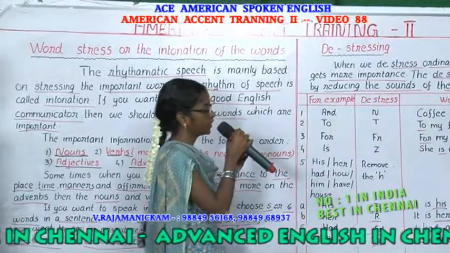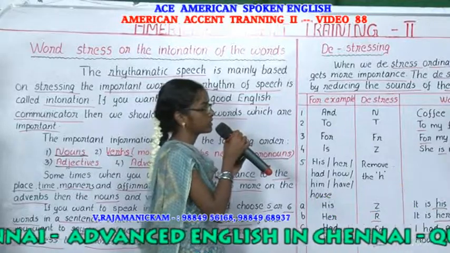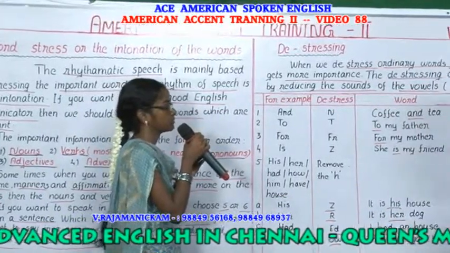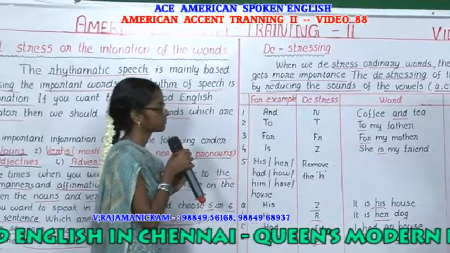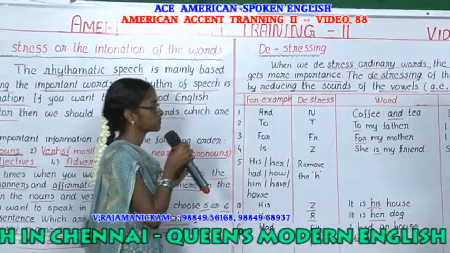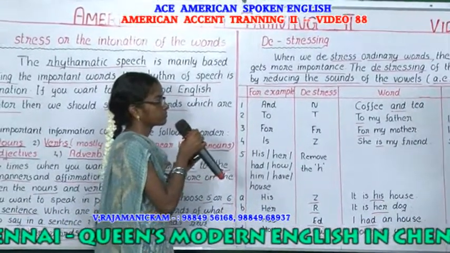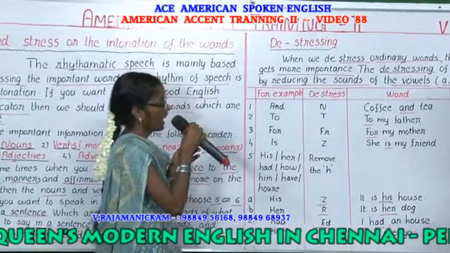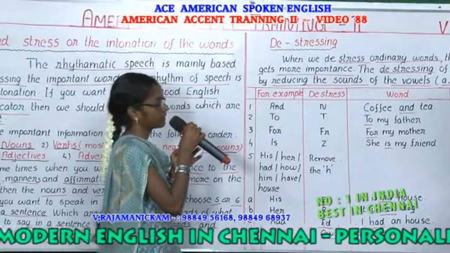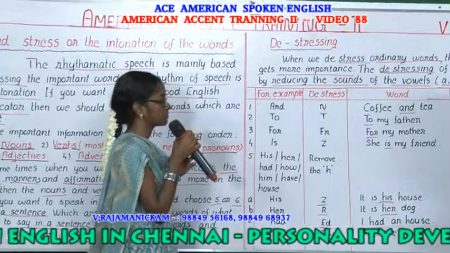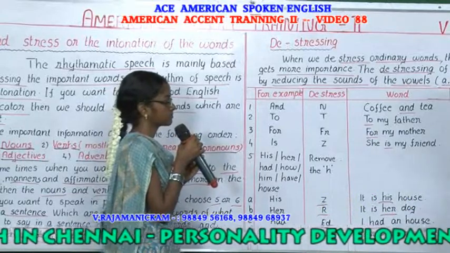I gave a pen to my father. No, to my father. I gave a pen to my father. Pen is a noun, father is a noun. Pen and father should be stressed. I gave a gift for my mother. Gift and mother should be stressed. Both are nouns, yes.